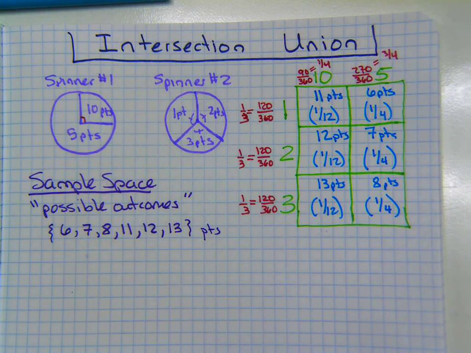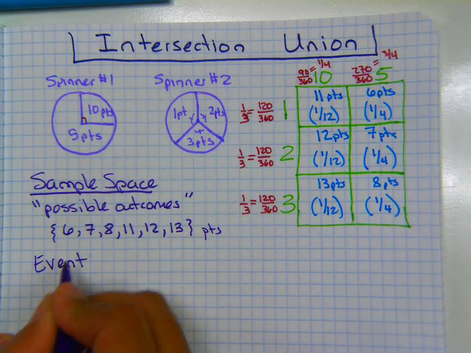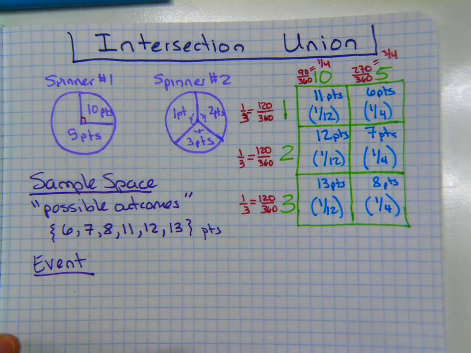So now I've been using kind of the notation, but I guess I should formally explain what I'm talking about. If I'm talking about an event, I'm talking about a particular outcome.